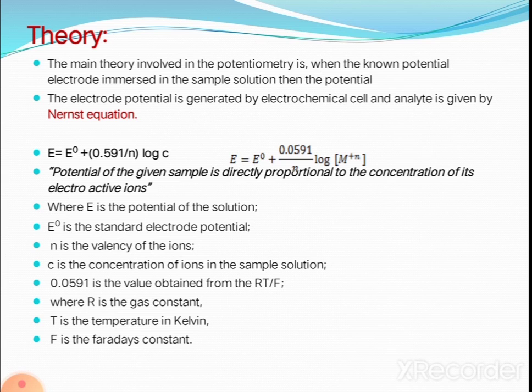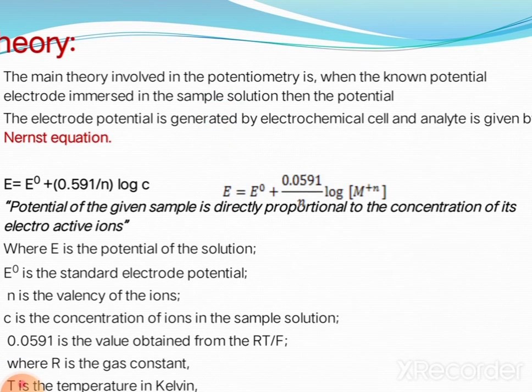Now let us begin the actual theory part of this experiment. Let us discuss in detail. The main theory involved in potentiometry is the measurement of the electrode potential by immersing two electrodes, one the reference electrode and the other the indicator electrode, in the sample solution which you are interested to measure for the analysis. The electrode potential is generated by an electrochemical cell, and the analytical solution is given by the Nernst equation.